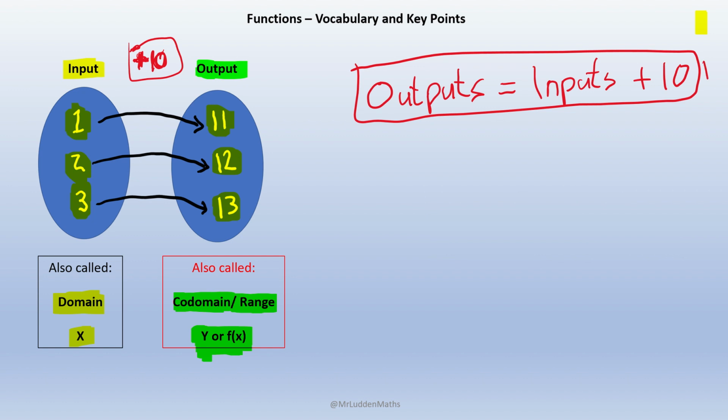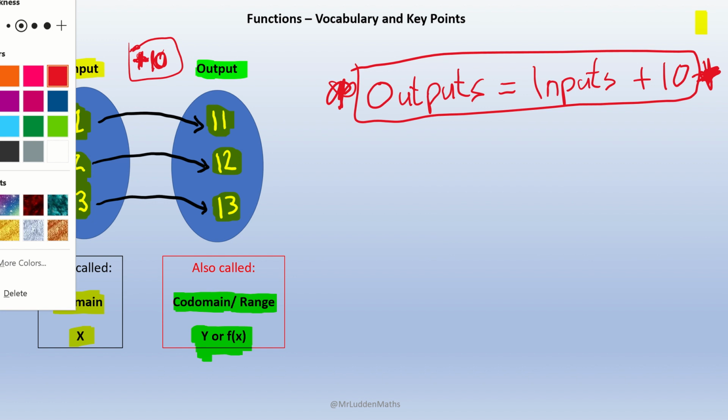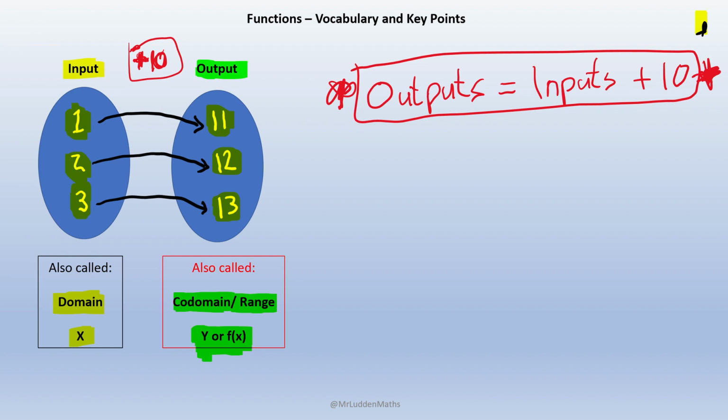In your exam, they won't write your question like this. And this is where people get a small bit confused. They see X's and Y's start coming in, and if you don't keep your head about you, sometimes people can lose their minds just a small bit. Your outputs. Remember about a minute ago, I said that outputs have some different names. They can also be called your codomain or your range or your Y or your FX.